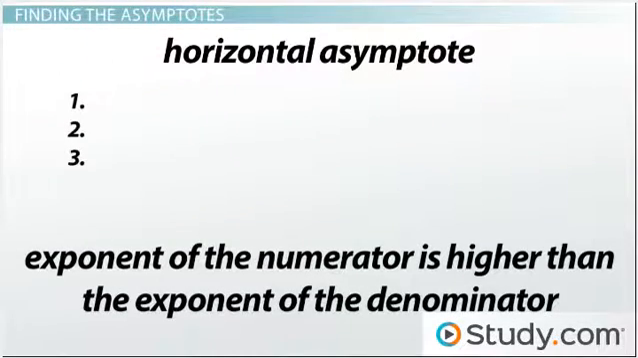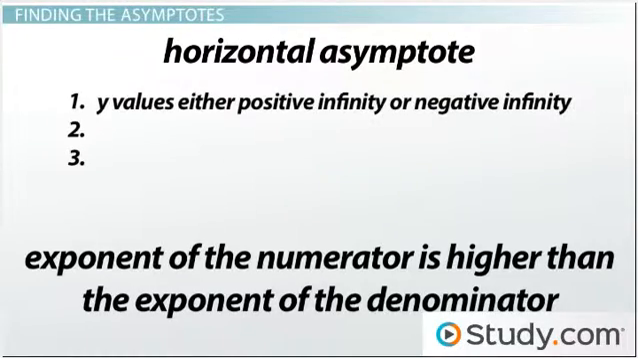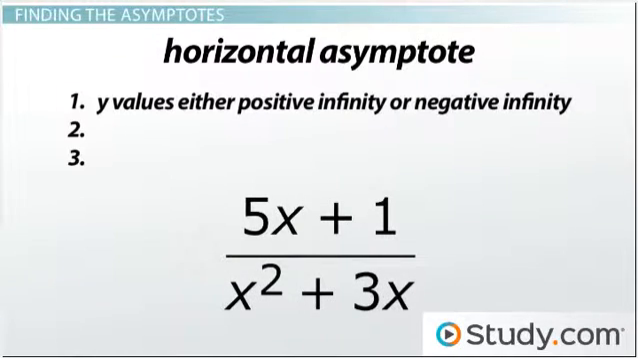The first scenario is when the exponent of the numerator is higher than the exponent of the denominator. When this happens, the y values of the graph will go towards either positive infinity or negative infinity as the x value gets very large and very small. Looking at our rational function, we see that this is not our case, so let's look at the second case.